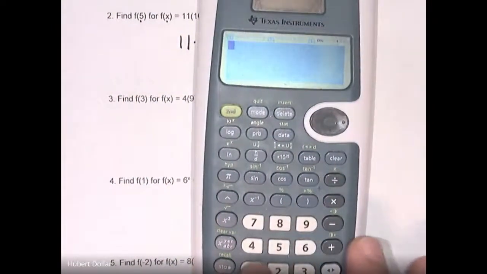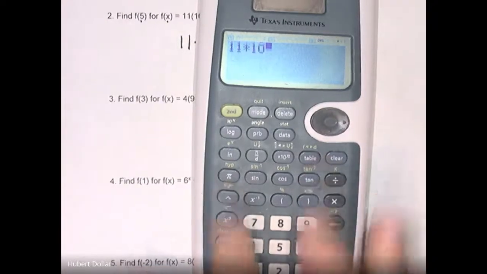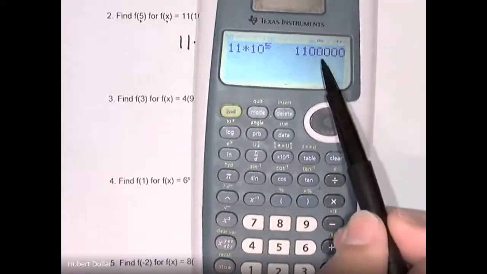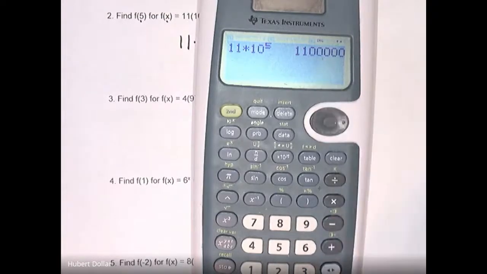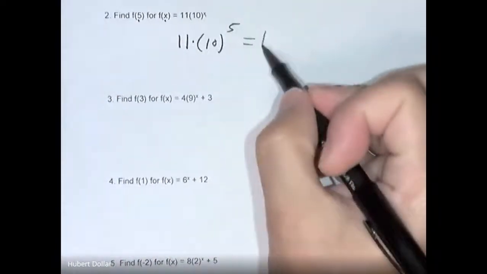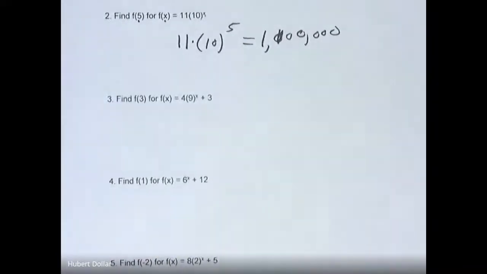then you would put in 11 times 10. This key right here means the exponent. It's called the caret, is the fancy name. People call it house top. People call it the up key. And then we'll put in a 5. Hit enter. And your answer is right there, which is, we have 3 zeros. That is 1,100,000. Now, let's look at example number 3.